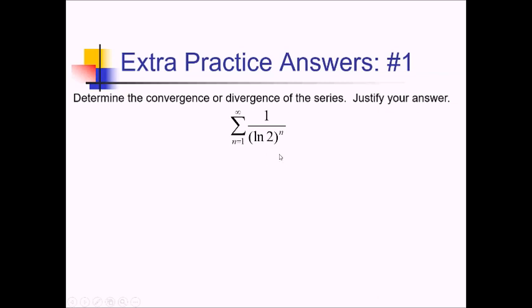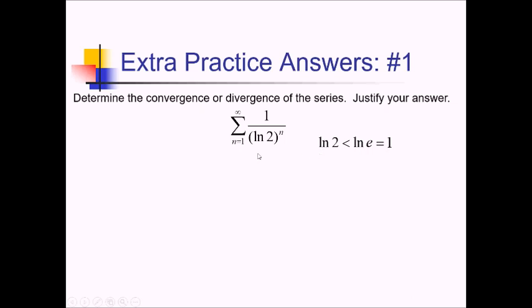Now, there's a few ways to start this one. This is a geometric series, so you definitely could go with the geometric series test. I always like to start with the nth term test. The key here is figuring out whether this ln of 2 term is more or less than 1. Ln of 2 is less than ln of e, which is like ln of 2.7 and some change. We know ln of e is 1. So that means that ln of 2 is actually less than 1.